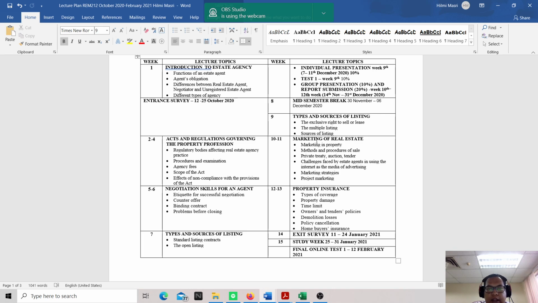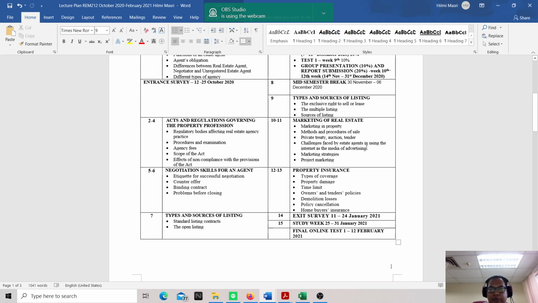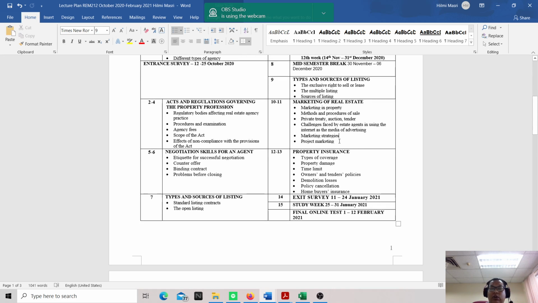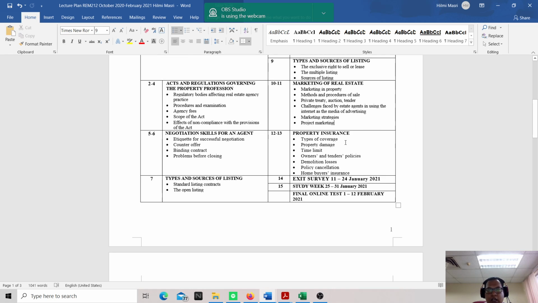For weeks 10 and 11 is relating to marketing of real estate, whereby you are going to look at the marketing in property, the methods and procedures of sale, private treaty, auction and tender, challenges faced by estate agents in using the internet as the media of advertising, the marketing strategies, and also the project marketing.